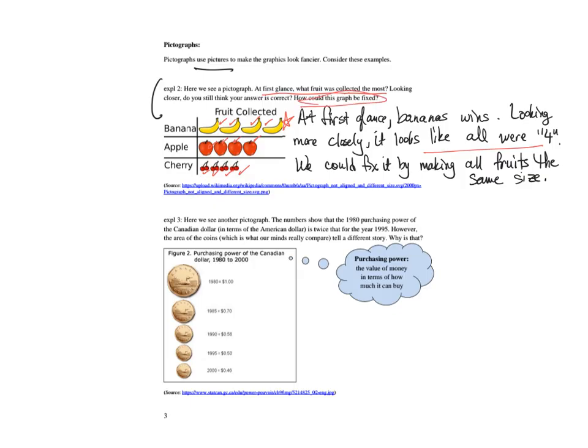How could we fix this? I think that's a pretty simple fix. If we simply scaled the fruits so that they were all the same size, so that bananas weren't enormous compared to the cherries, that would certainly help, wouldn't it? And you'd get a more accurate pictograph. Like I say, pictographs aren't always bad, but they're easy to draw incorrectly.